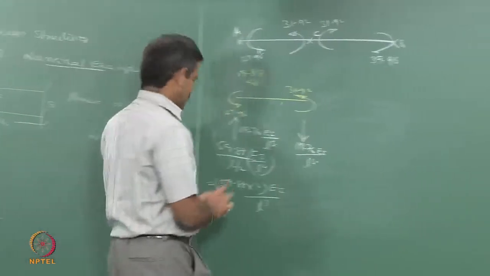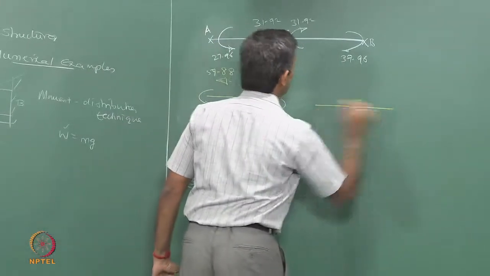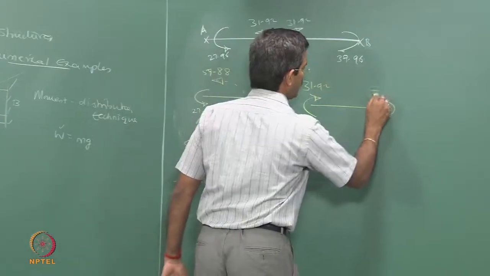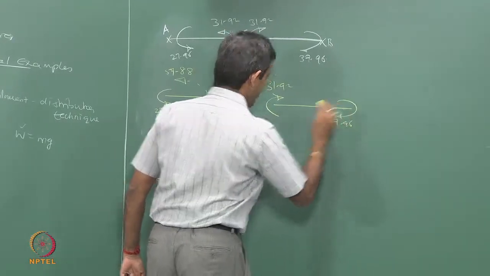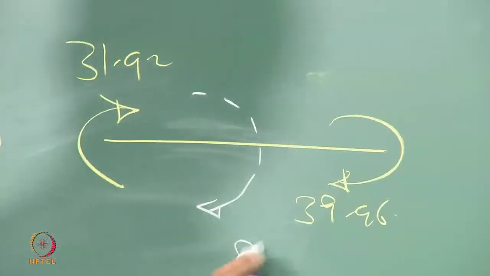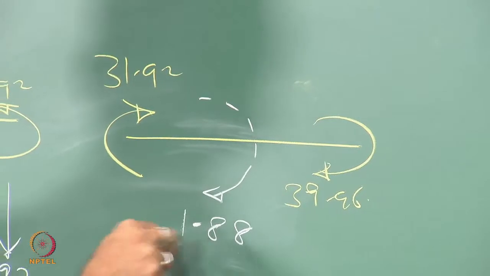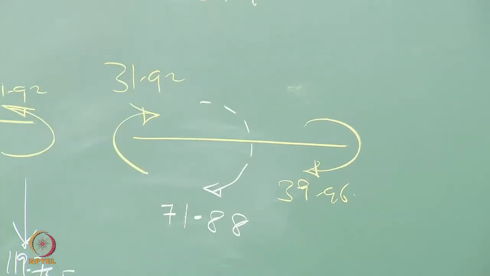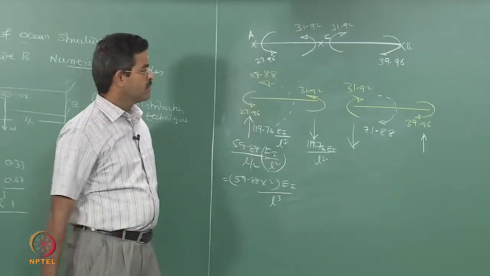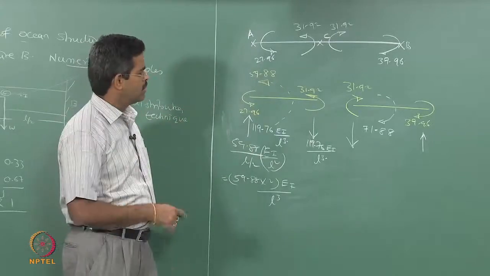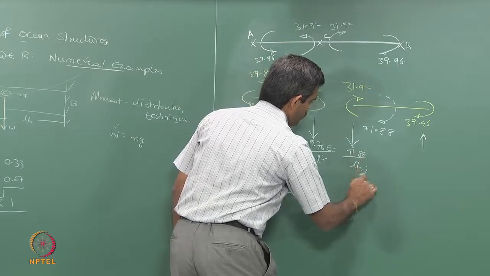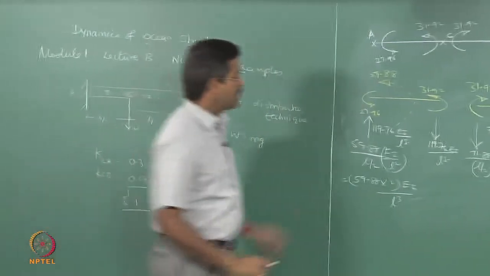Okay. Let us do the second part. So, this is clockwise of 31.92, this is clockwise of 39.96. So, it has got an unbalanced value of clockwise. Okay. So, this will get balanced by a couple of this order, because clockwise is unbalanced, therefore, the couple will be anti-clockwise. This value is going to be 71.88 by L by 2 of EI by L square.